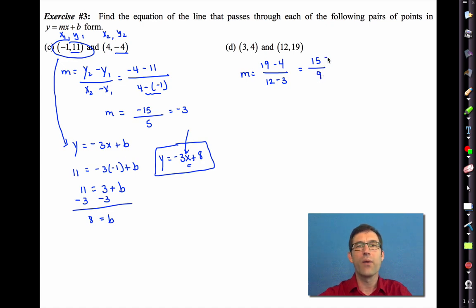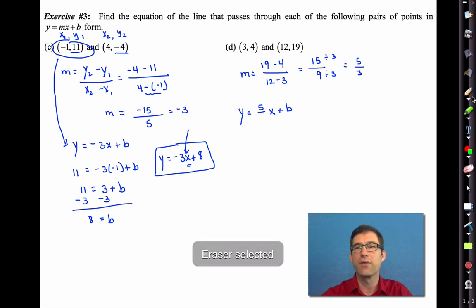Now we could leave it that way, but I always find it easiest to work with fractions in their most reduced form. 15 divided by 3 is 5. 9 divided by 3 is 3. So I get, not the greatest slope on earth, 5/3, but whatever. I can deal with it. It's just a fraction. So y equals 5/3 x plus 3. Sorry, that almost looks like an 8. Let me make sure that there's no confusion there.